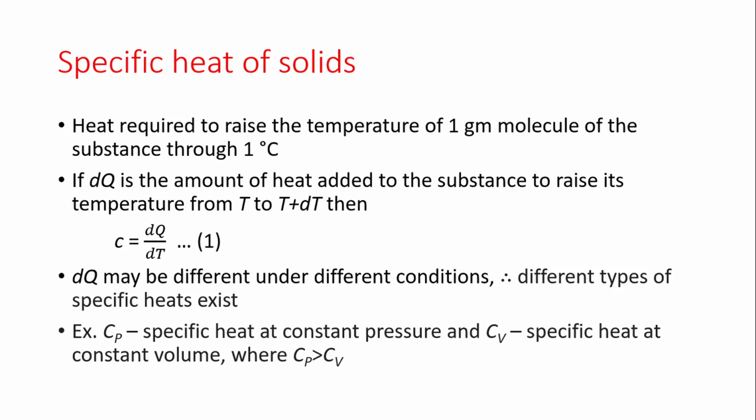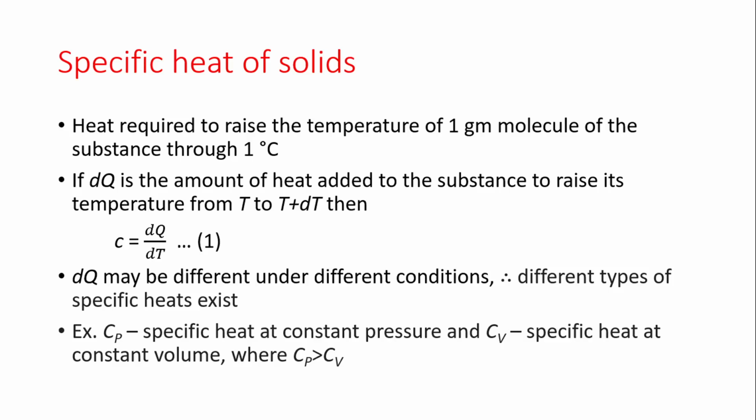Let us see how mathematically it can be interpreted. For example, if dQ is the amount of heat added to raise the temperature of a substance from original temperature T to T plus dT. That means the temperature is raised by an amount dT. In that case, the ratio dQ by dT is simply called the specific heat of the solid. We can mathematically represent C equal to dQ by dT as the specific heat.